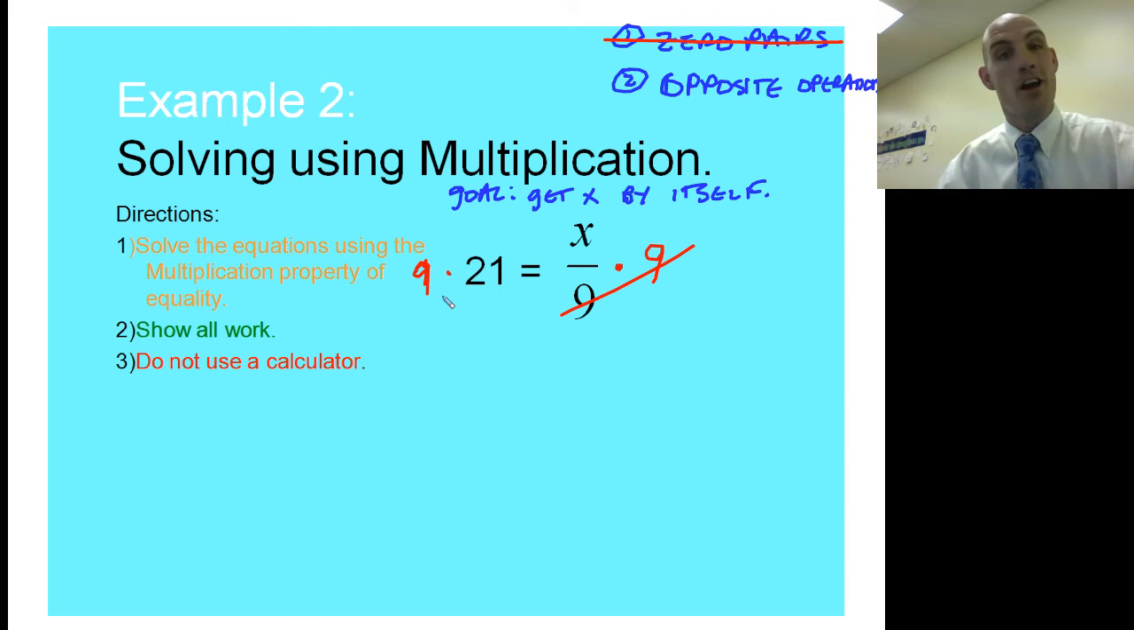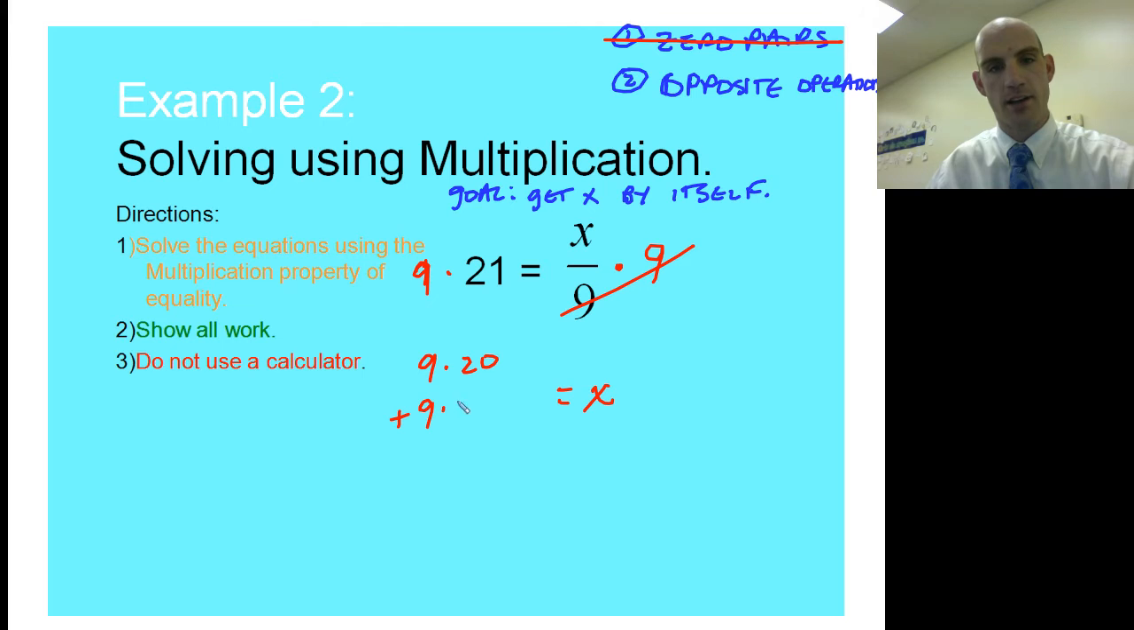You guys thought I forgot. Must do the same thing to both sides. So now on the right side, I am left with x, and I'm going to do 9 times 21. A quick way that I remember it in my own mind is 9 times 20 plus 9 times 1. Well, that's 180 plus 9, which is 189, equals x.